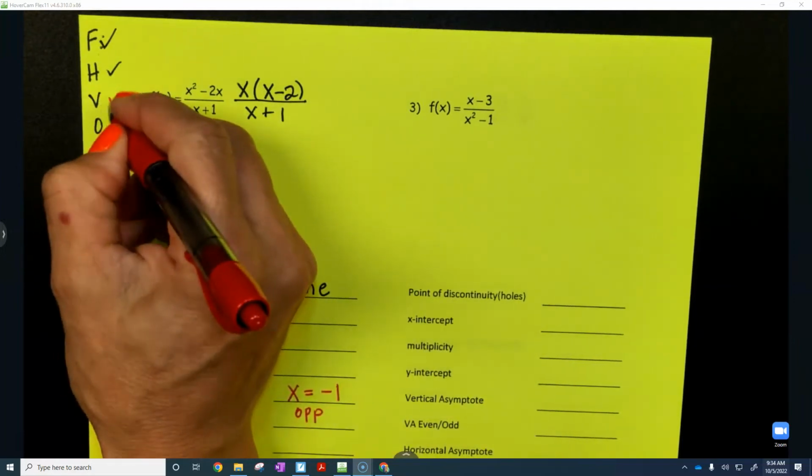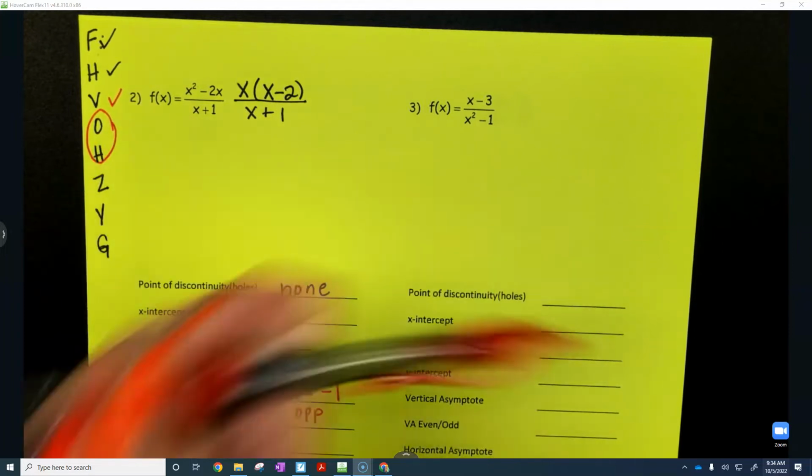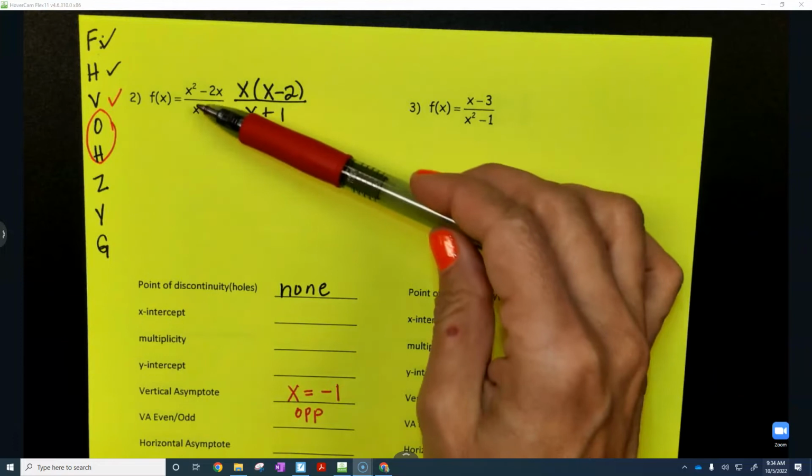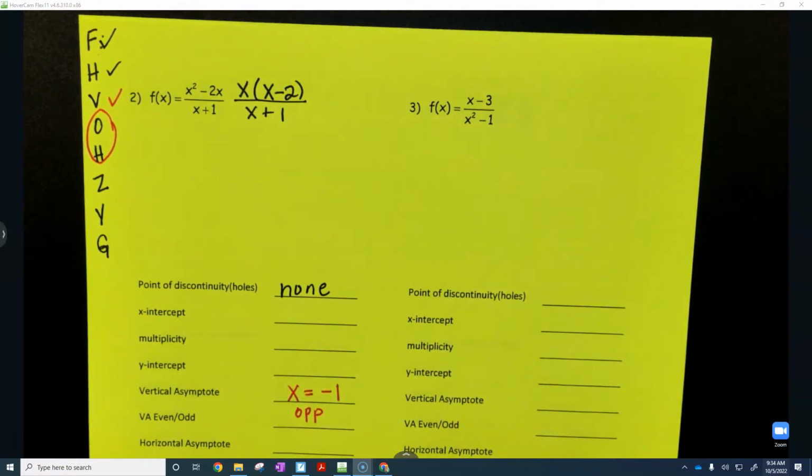All right. So remember, that's where the fight happens. So they're battling for power. They're battling for degrees. So if you look over here, where are most of the degrees? Top, bottom, or equal? Top. All right. So when it's at the top, there's no horizontal asymptote. So I'm going to go over here and write none.